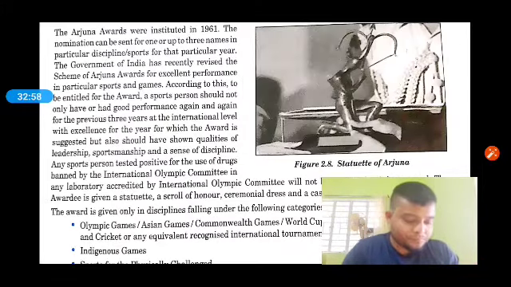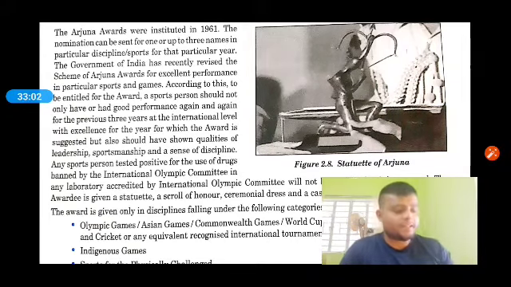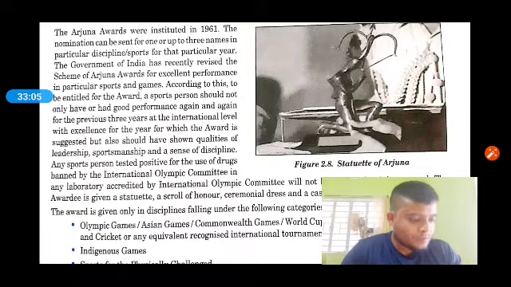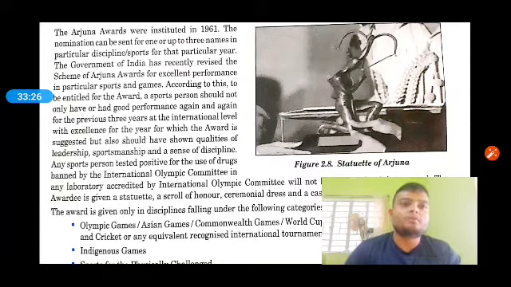Next one, Arjuna Award. You can see the statue of Arjuna that is given to the victors. So Arjuna Award is the award given to athletes for excellence shown in Olympic Games, Asian Games, Commonwealth Games or any of these games. If they have won gold, silver or bronze, they become eligible to get the Arjuna Award.